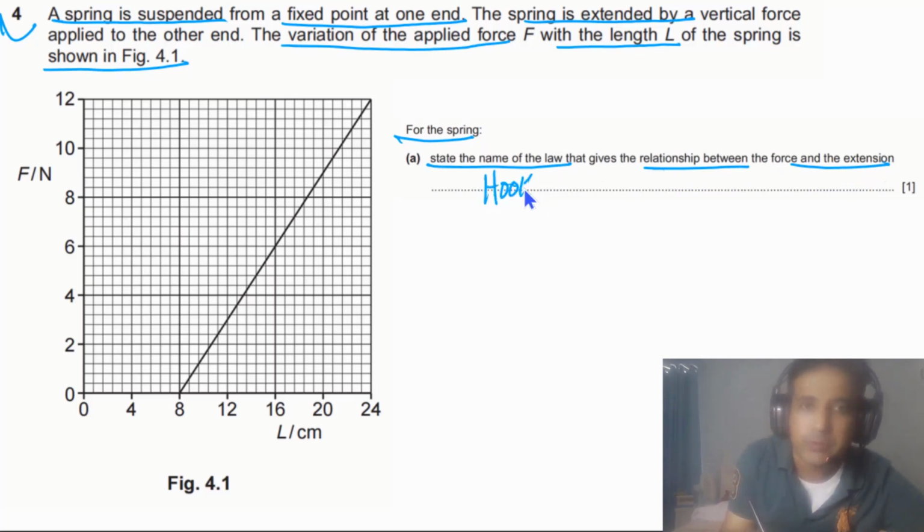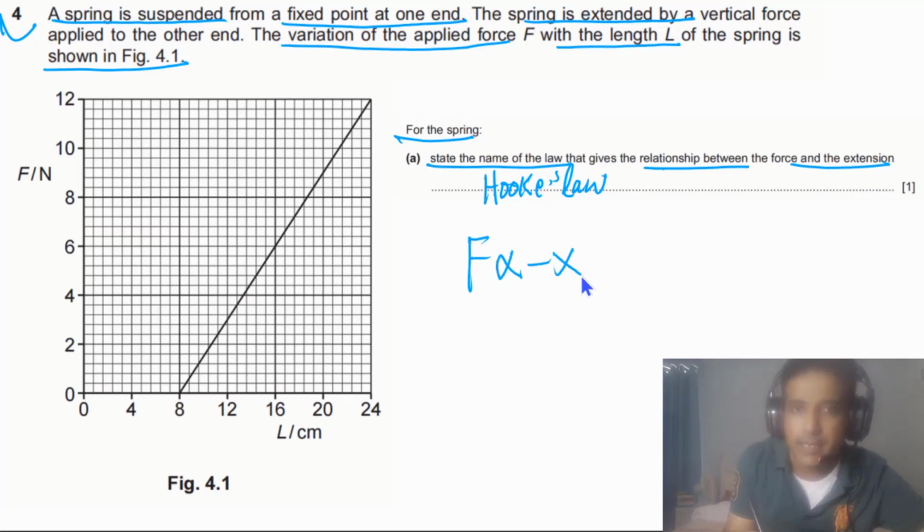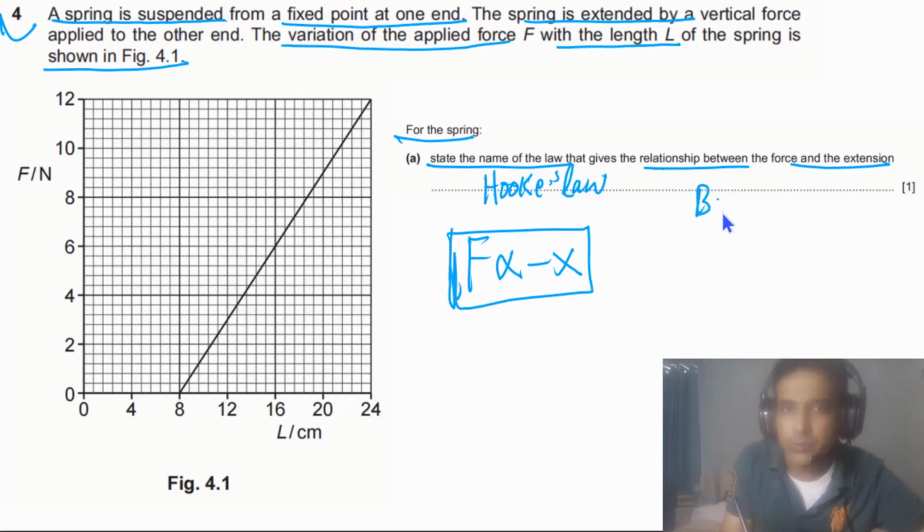Pretty straightforward question, it is asking you to write down the name of the law, and the name of the law is Hooke's law, meaning F is directly proportional to minus x. So this law is Hooke's law. And this question has only 1 mark. If you have written Hooke's law, you will get 1 B mark.